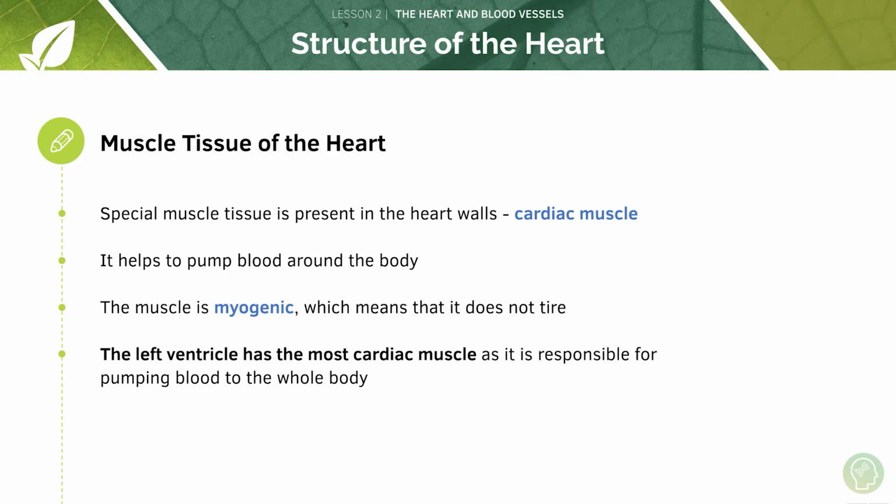So the left ventricle has the highest density of cardiac muscle, and this is because it's responsible for producing the largest pressure in the heart because it needs to pump blood through the aorta into the rest of the body. But in contrast, the right ventricle doesn't have to generate as much power because it's only pumping blood from the heart to the lungs, which is a very short distance.